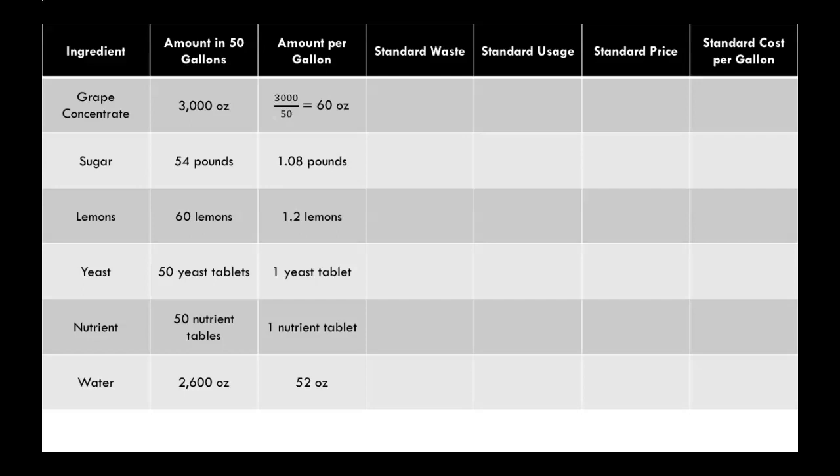So now we have an idea of what we would need to put into 1 gallon for each ingredient. But we're not perfect, right? We're told that 4% of the grape concentrate is wasted, 10% of the sugar is lost, and 25% of the lemons can't be used. So we have this standard waste. Now, there's no waste for yeast, nutrient, or water, so we're good there. We're going to use this standard waste along with our amount per gallon to figure out standard usage.